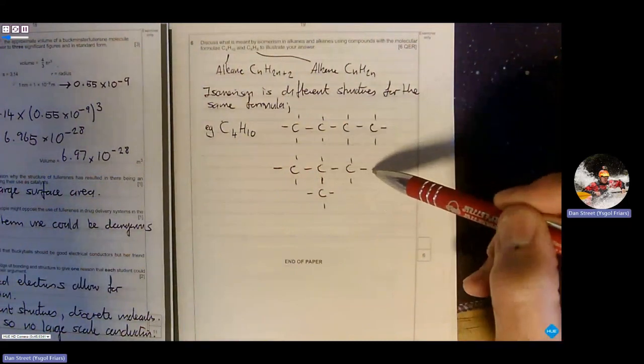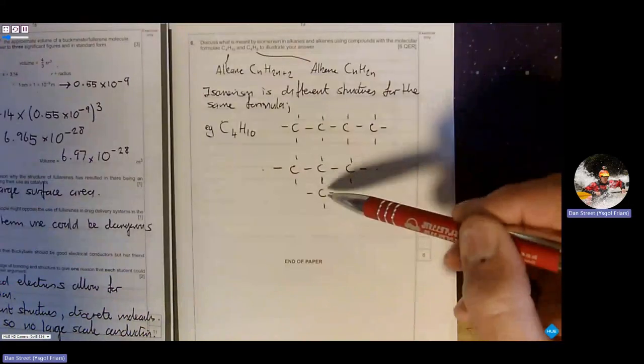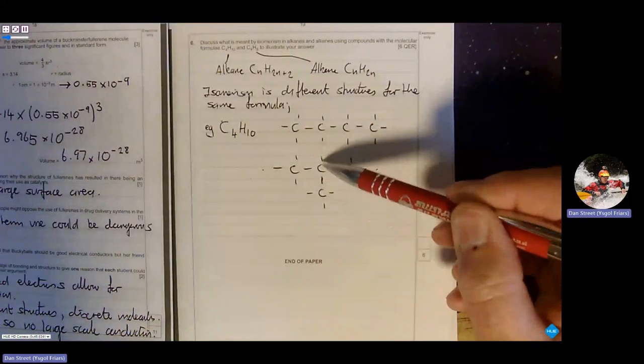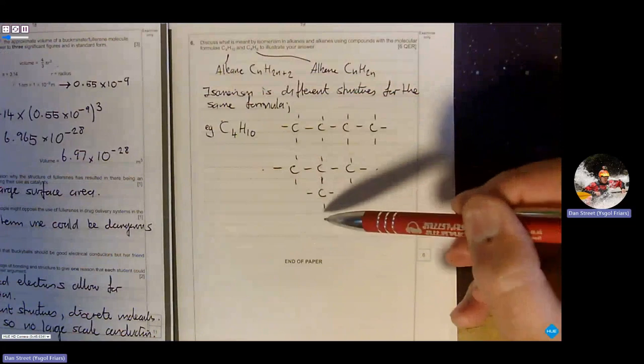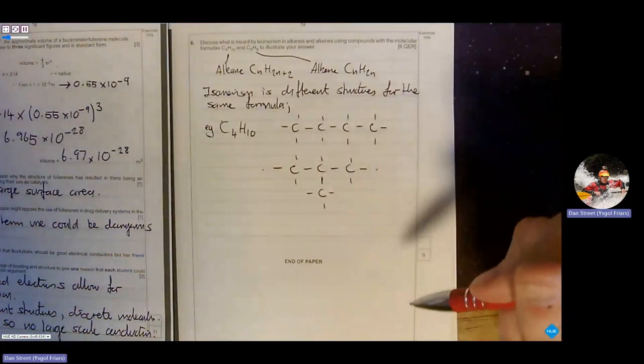If we were to place it on either of these end carbons, we'd end up back where we started, and if we move that carbon to the top there, all we're doing is rotating that structure in space. So those are the 2 isomers of C4H10.